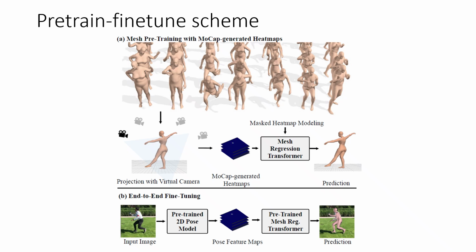This is a summary of our pre-train fine-tune strategy. First of all, in our proposed mesh pre-training, we first pre-train the mesh regression transformer using MoCap-generated heat maps to learn human pose and shape knowledge. After the pre-training, we use an off-the-shelf 2D pose model to extract pose feature maps, which are then fed into the mesh regression transformer. Through end-to-end fine-tuning, our model learns to reconstruct 3D human pose and mesh from the input image.